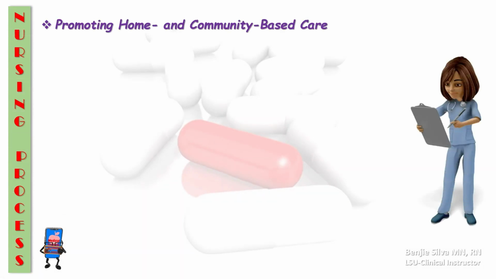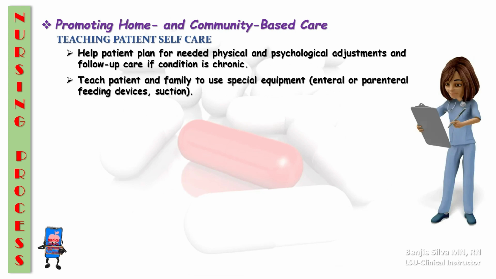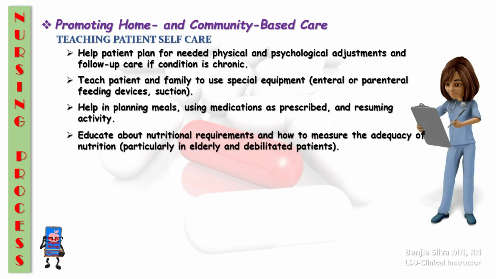Promoting home and community-based care. Teaching patient self-care. 1. Help patient plan for needed physical and psychosocial adjustments and follow-up care if condition is chronic. 2. Teach patient and family to use special equipment, maybe enteral or parenteral feeding devices, and suction. 3. Help in planning meals, using medications as prescribed, and resuming activity. 4. Educate about nutritional requirements and how to measure the adequacy of nutrition, particularly in elderly and debilitated patients.